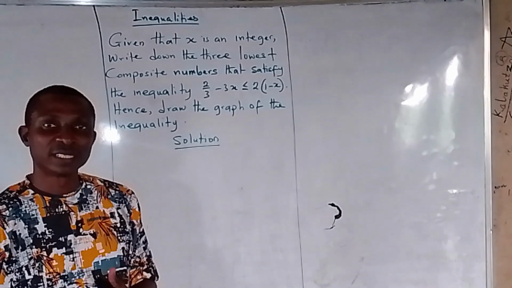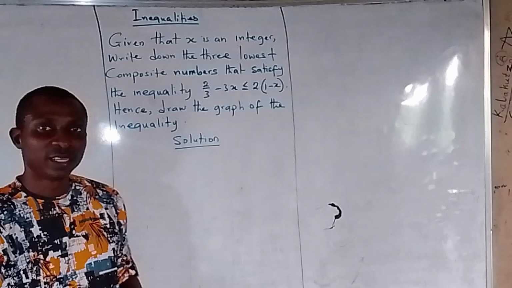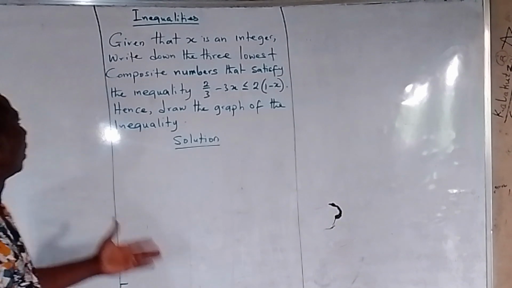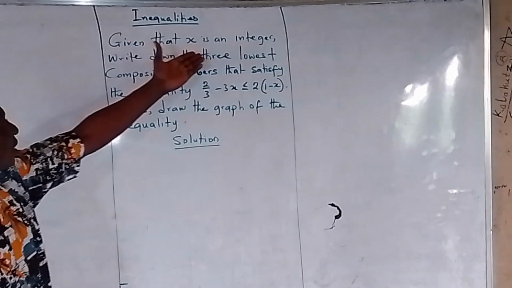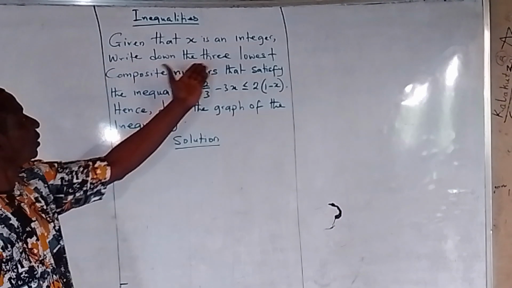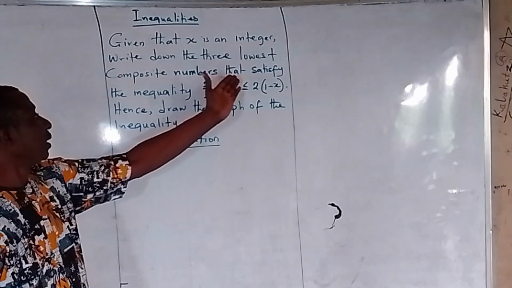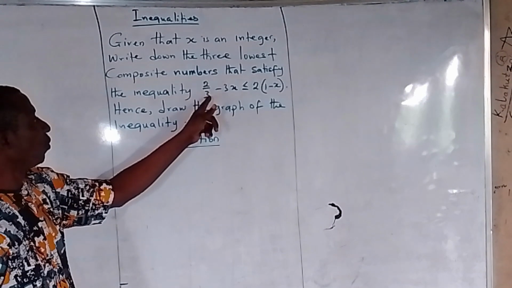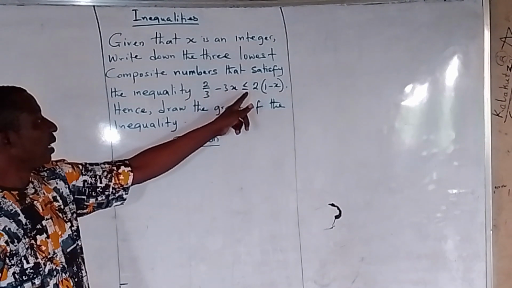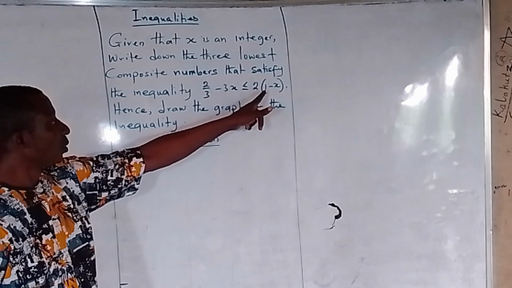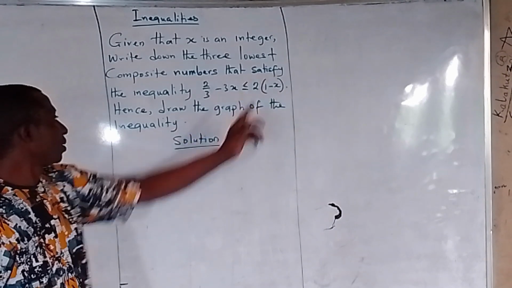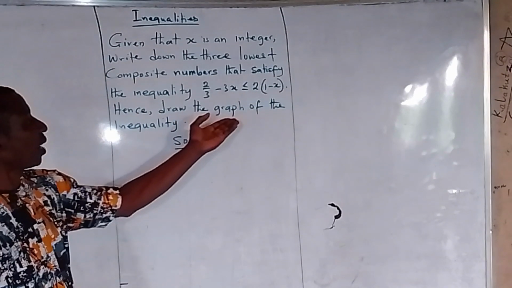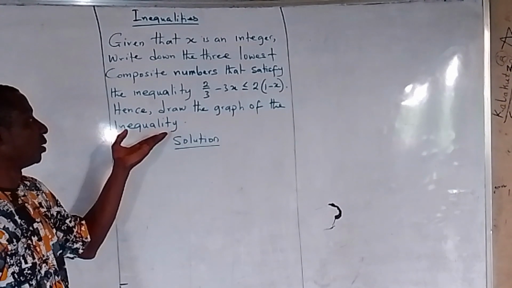Today we are going to look at another question under inequalities. We are given that x is an integer. Write down the three lowest composite numbers that satisfy the inequality 2/3 minus 3x is less than or equal to 2 times (1 minus x). Hence, draw the graph of the inequality.